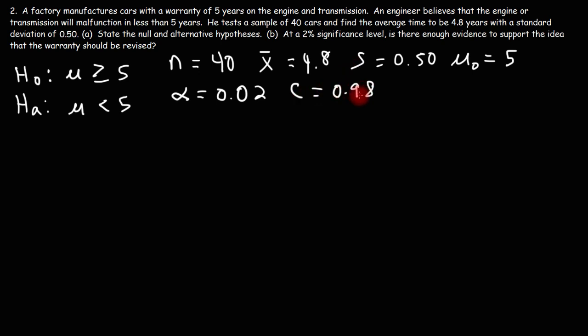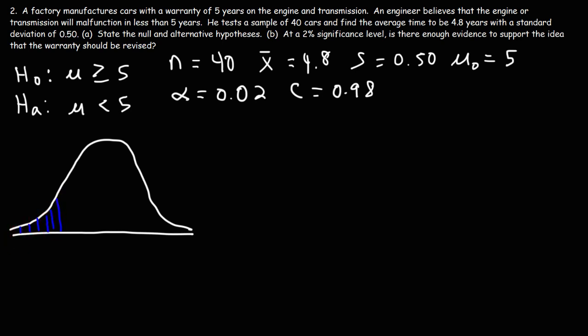Now, are we dealing with a one-tail test or a two-tail test? What would you say? Because the mean can be a range of values for the alternative hypothesis, this is going to be a one-tail test. And because the mean is going to be less than a number, it's a left-tail test. So we're only going to shade the area to the left.